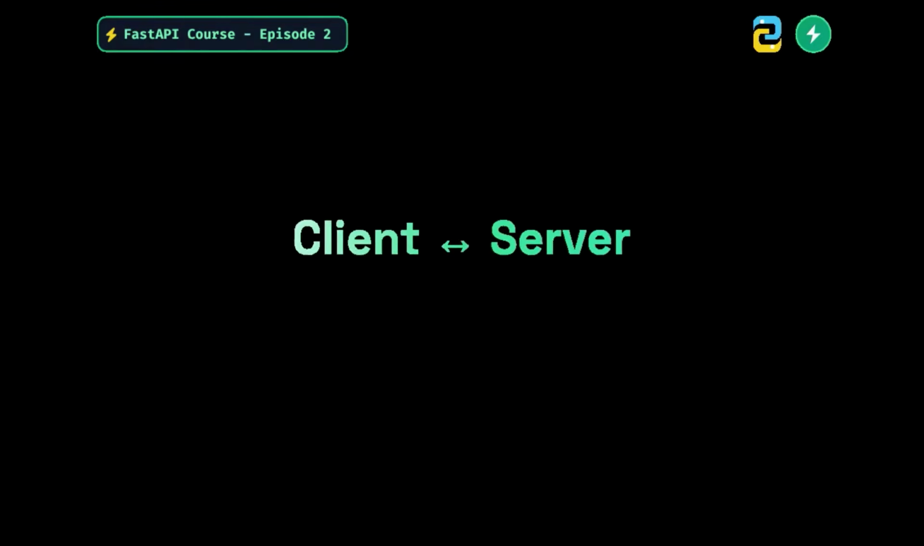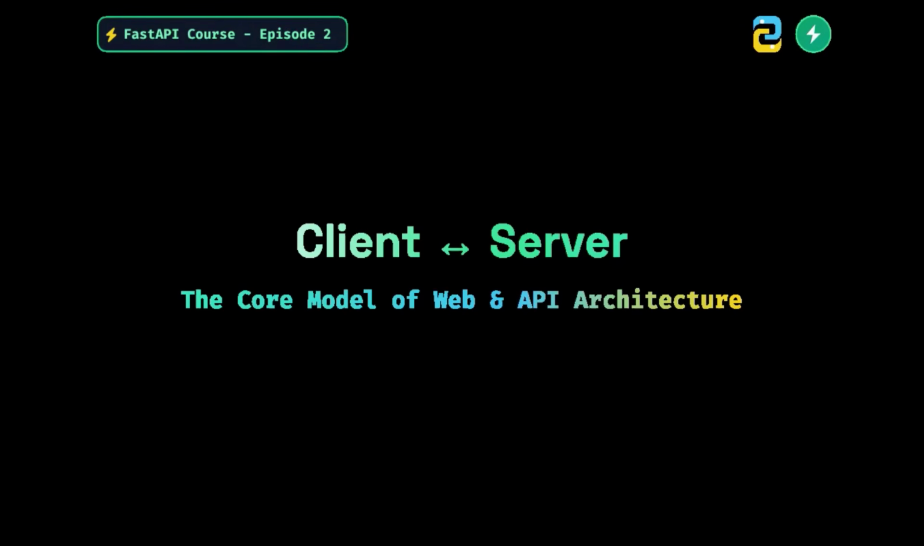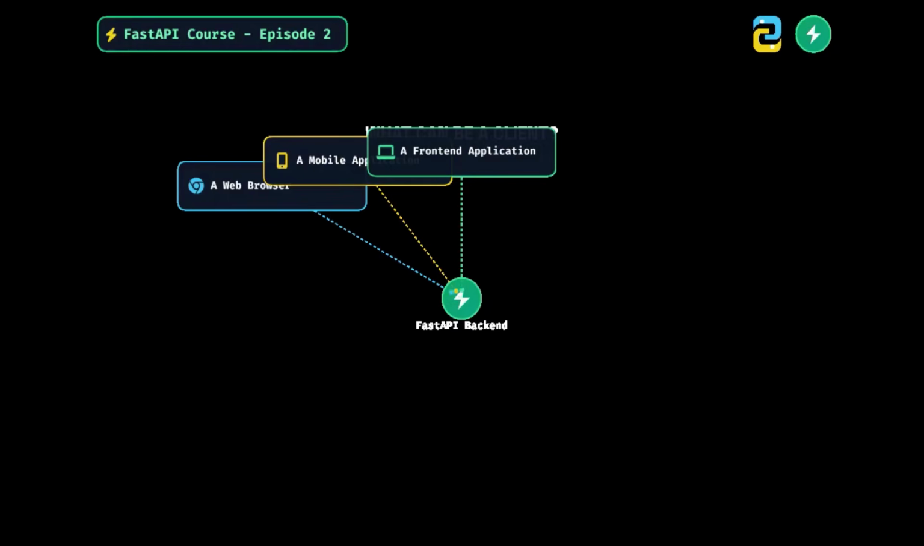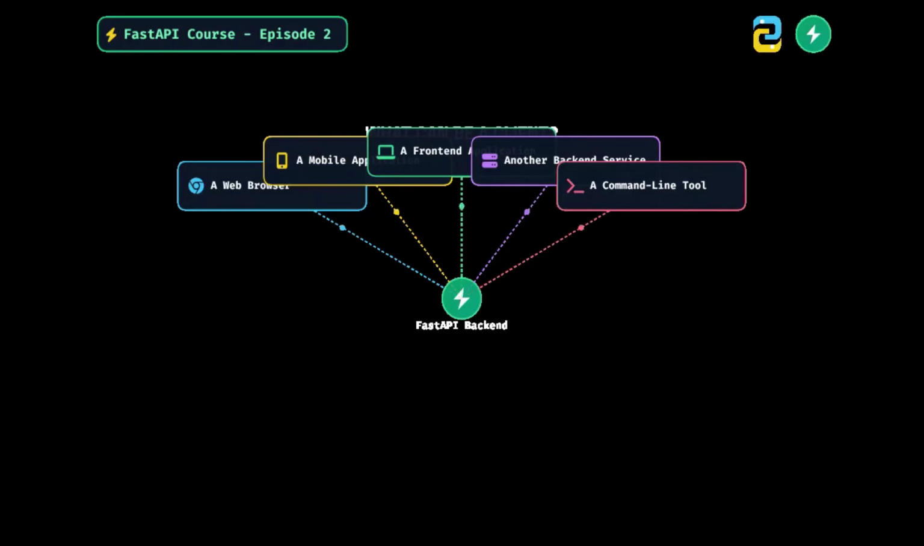To understand APIs, you need to understand two basic concepts, the client and the server. The client is the system making the request. For example, it could be a web browser, mobile application, a front-end application, another backend service, or even a command line tool. The server is the system that receives the request and performs some operation. In our project, the FastAPI application will act as our backend server.